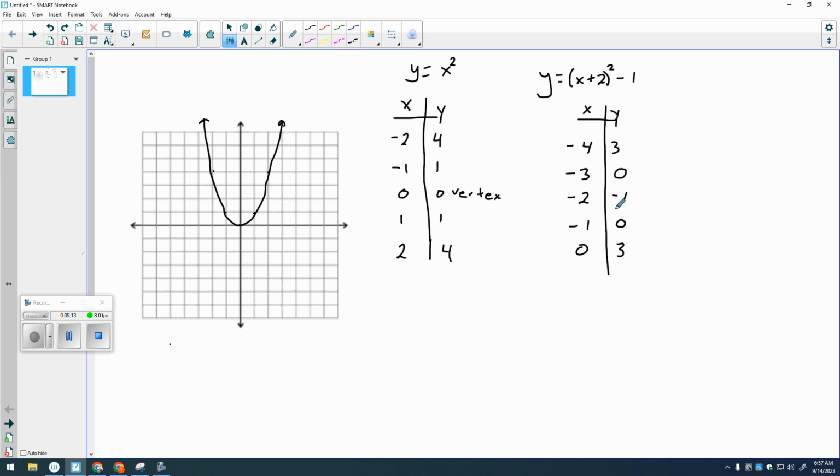So I'm going to start with my vertex first. When x is negative 2, y is negative 1. When x is negative 1, y is 0. When x is negative 3, y is 0. When x is 0, y is 3, and when x is negative 4, y is also 3. And I get the exact same graph shifted down and over. And we're going to talk about this later, but shifted left 2 and down 1.